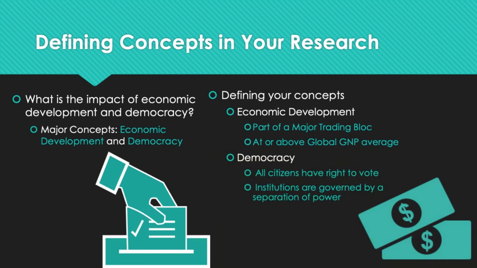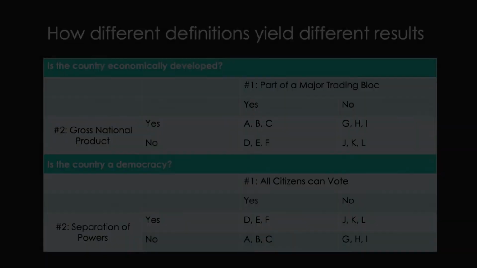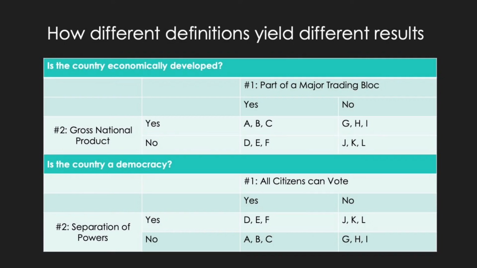And the reason that I bring this up is because the way that we measure our concepts has a massive impact on the types of findings that we might have. So we can go over this more next week, but just look at the measurement chosen for, is the country economically developed? We could measure that one way, where the country is part of a major trading bloc. So here, countries A, B, C, D, E, and F, yes, they're part of a major trading bloc. Okay, so they're economically developed.